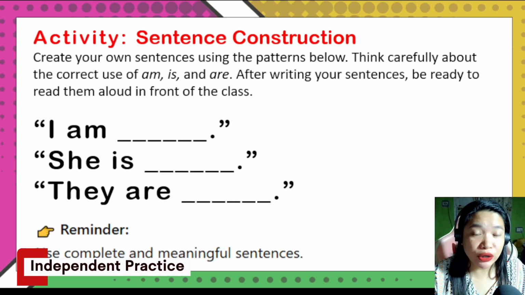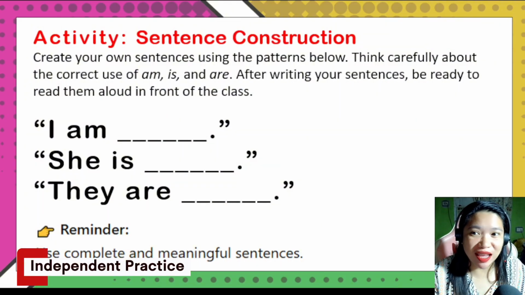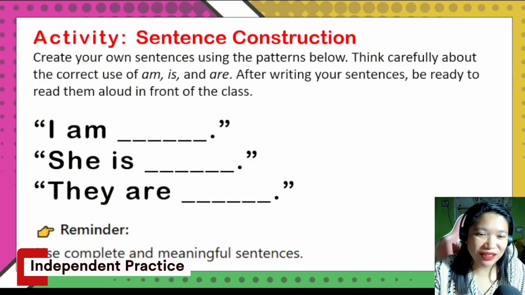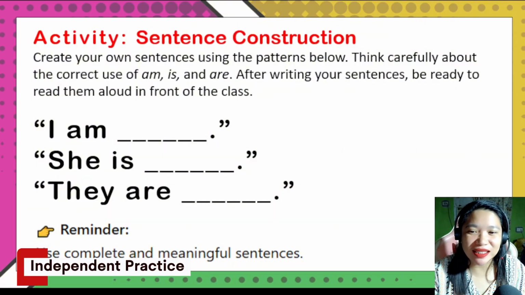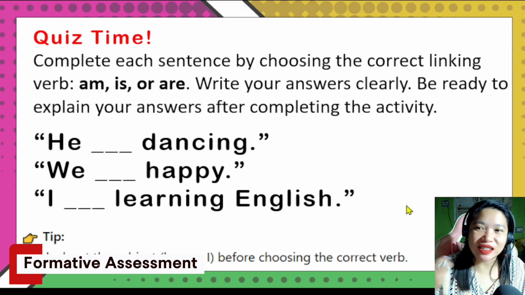And now for your individual activity, here's a sentence construction activity. This is how you do it. Create your own sentences using the patterns below. Think carefully about the correct use of am, is, and are. After writing your sentences, be ready to read them aloud in front of the class. Reminder, use complete and meaningful sentences. Okay? Great, you did really well.